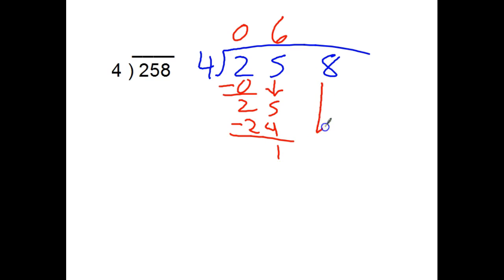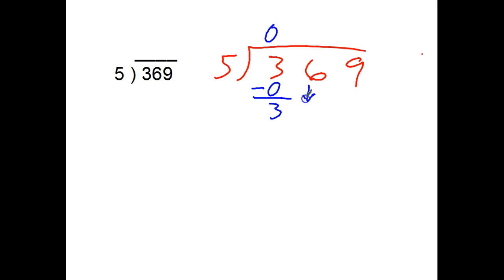Got 1 left when I subtract. Bring down my 8. How many 4s in 18? 4, 8, 12, 16. 4 of them. 4 times 4 is 16. Nothing else to bring down. So that's going to be my remainder. 64, remainder 2.